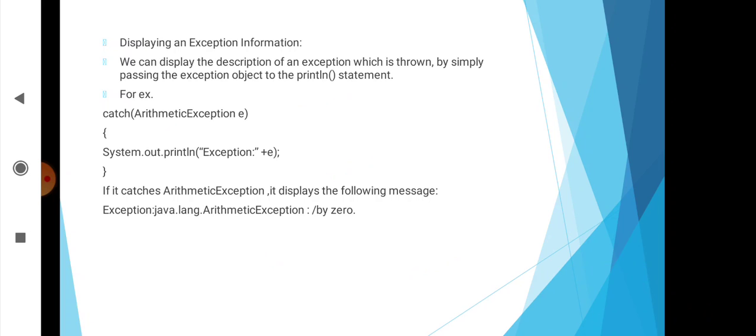Then, displaying error exception information. We can display the description of the exception which is thrown by simply passing the exception object to the println statement. For example, catch ArithmeticException e, System.out.println exception plus e. If it catches an arithmetic exception, it displays the following message: exception java.lang.ArithmeticException divided by 0.